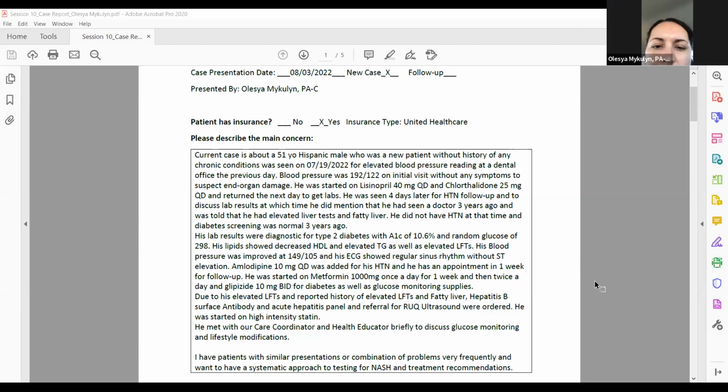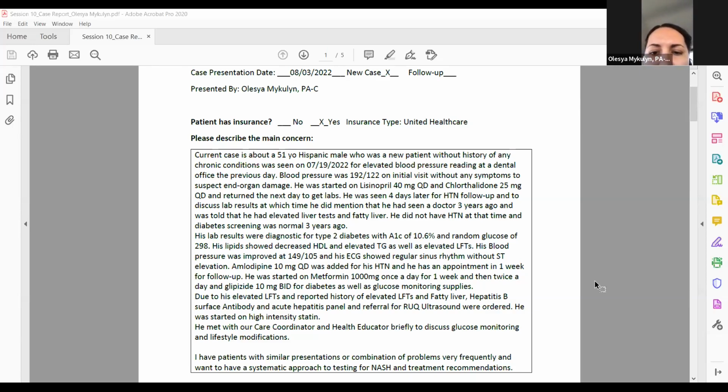My case is about a new patient who came to see me about 2 weeks ago. It was his first visit. He was an add-on for a same-day appointment for high blood pressure, new patient to me, 51-year-old Hispanic male. He does not have a PCP. His last visit was about 3 years ago. He said he had a diabetic screening and didn't have any history of high blood pressure. He was seen the day prior for dental work. He needed some sort of dental procedures, and his blood pressure was very high. So they told him to go see a doctor for management of his blood pressure.